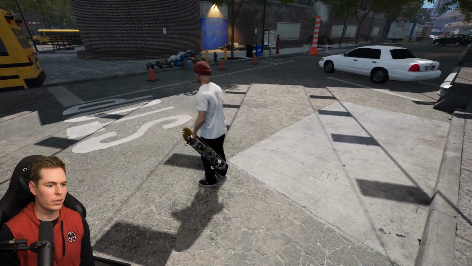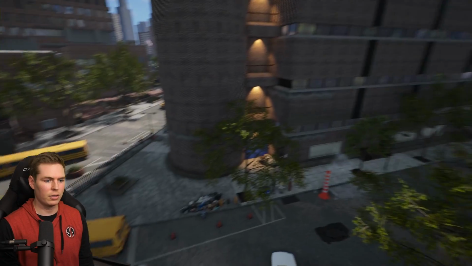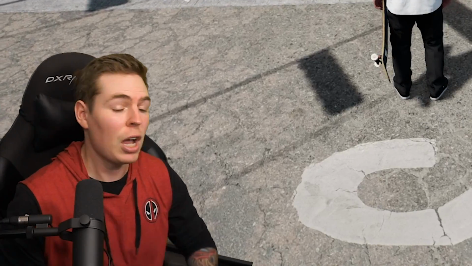What are those shadows? Where are those shadows coming from? They're coming from there somewhere. They're coming from this direction. That's off topic.